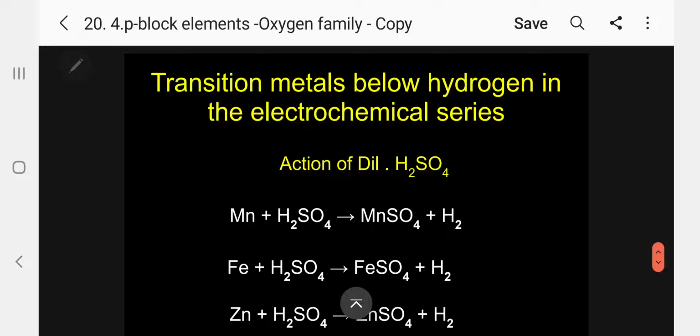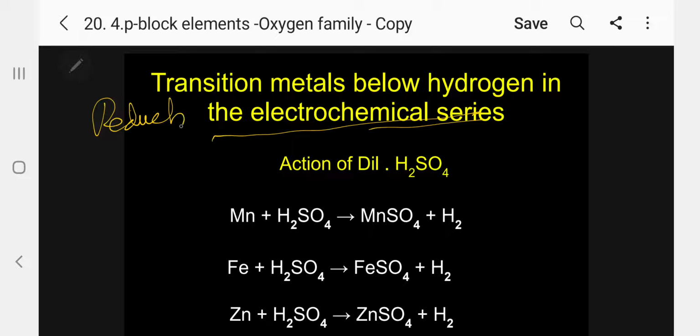Now, let me come to transition metals below hydrogen in the reduction electrochemical series. Because normally only the reduction electrochemical series is given in the book. So what will happen here? Below hydrogen, you have to memorize this. It will be useful. Above hydrogen we have copper, silver, mercury, etc. Below that all other metals are there.